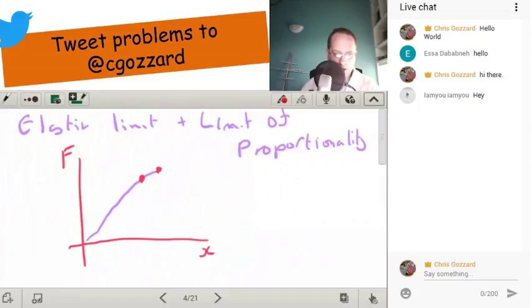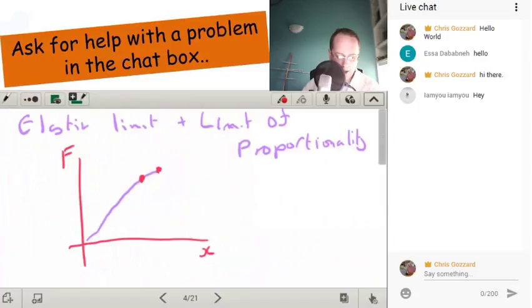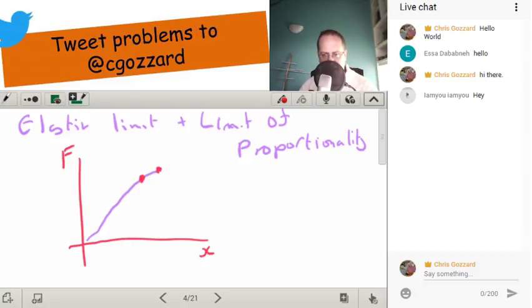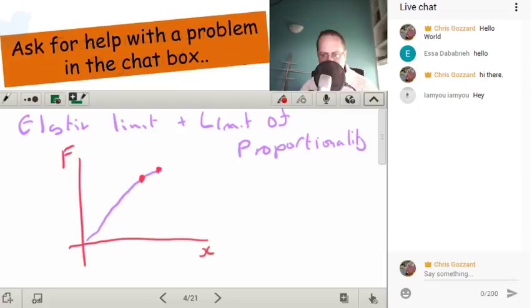Limit of proportionality and elastic limit. If you've got a force extension graph on a spring, the first little dot represents the limit of proportionality. Up to that point, the spring is obeying Hooke's law. And then the second little point is the elastic limit. After that point, the spring will no longer return to its original shape.